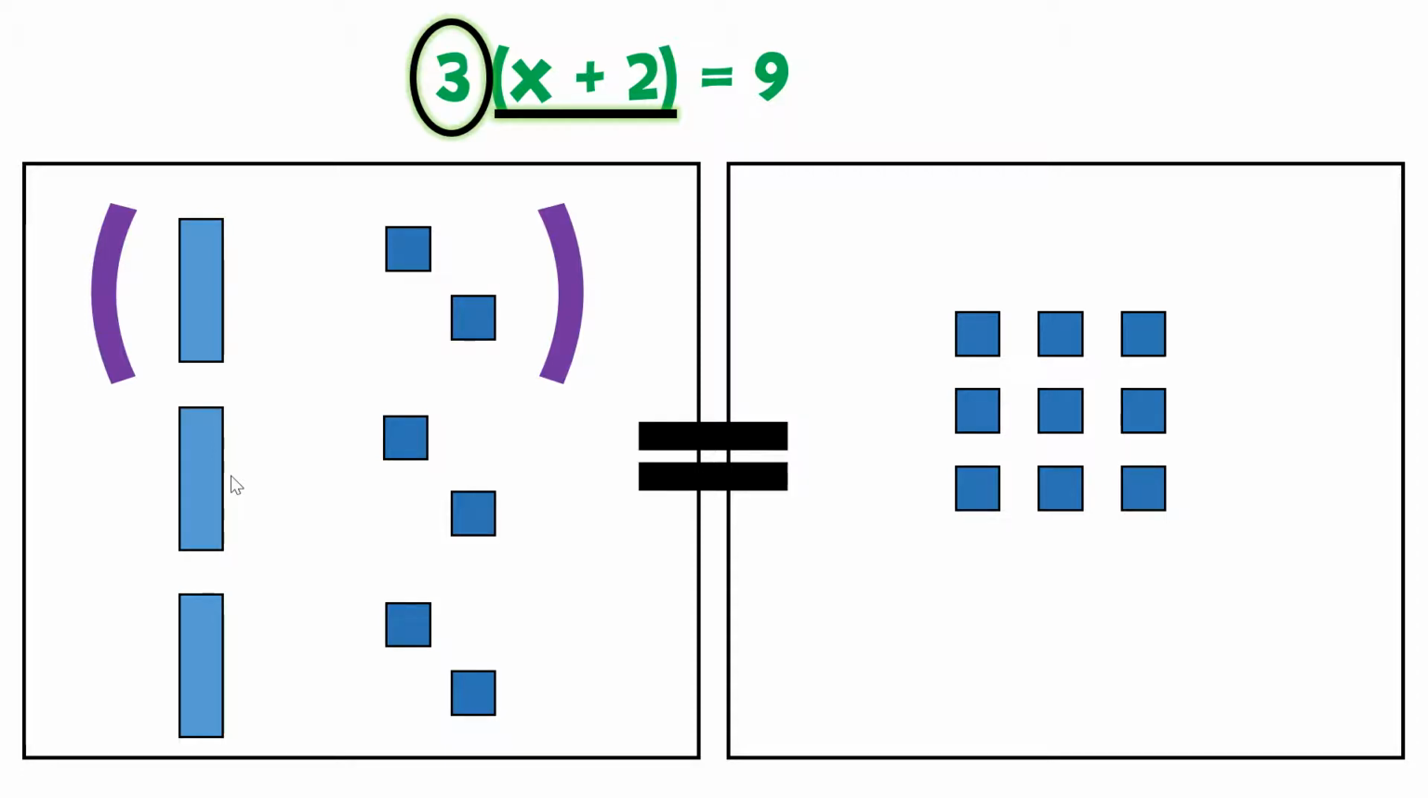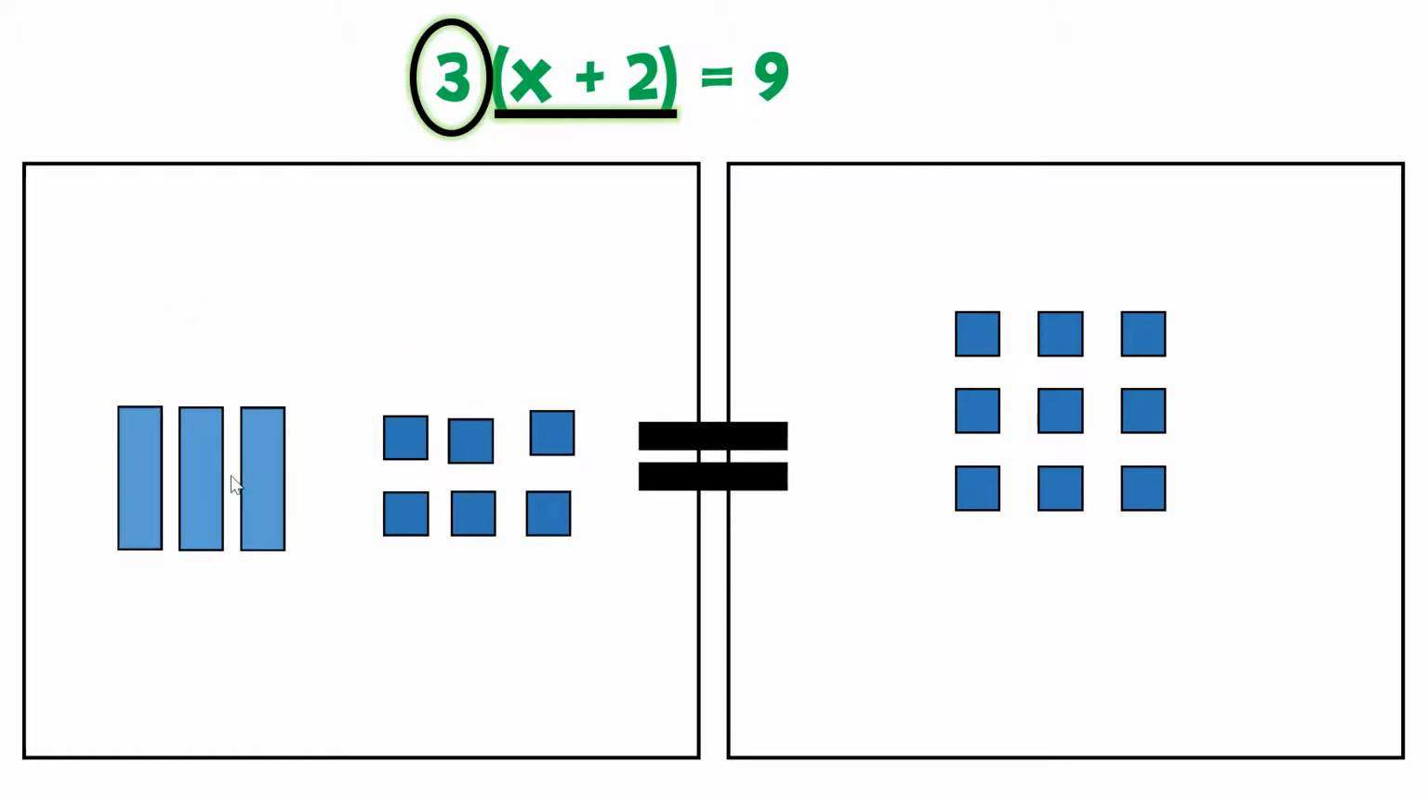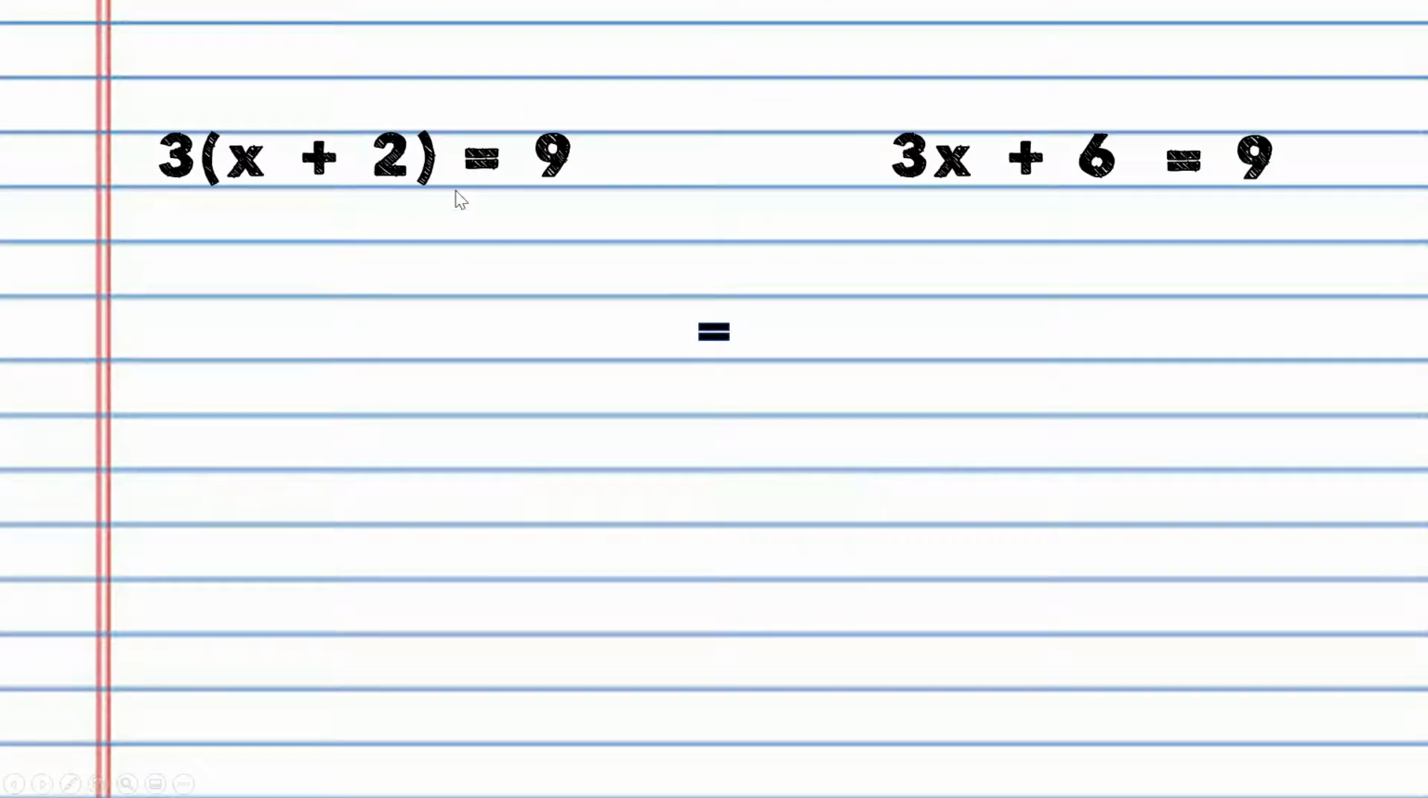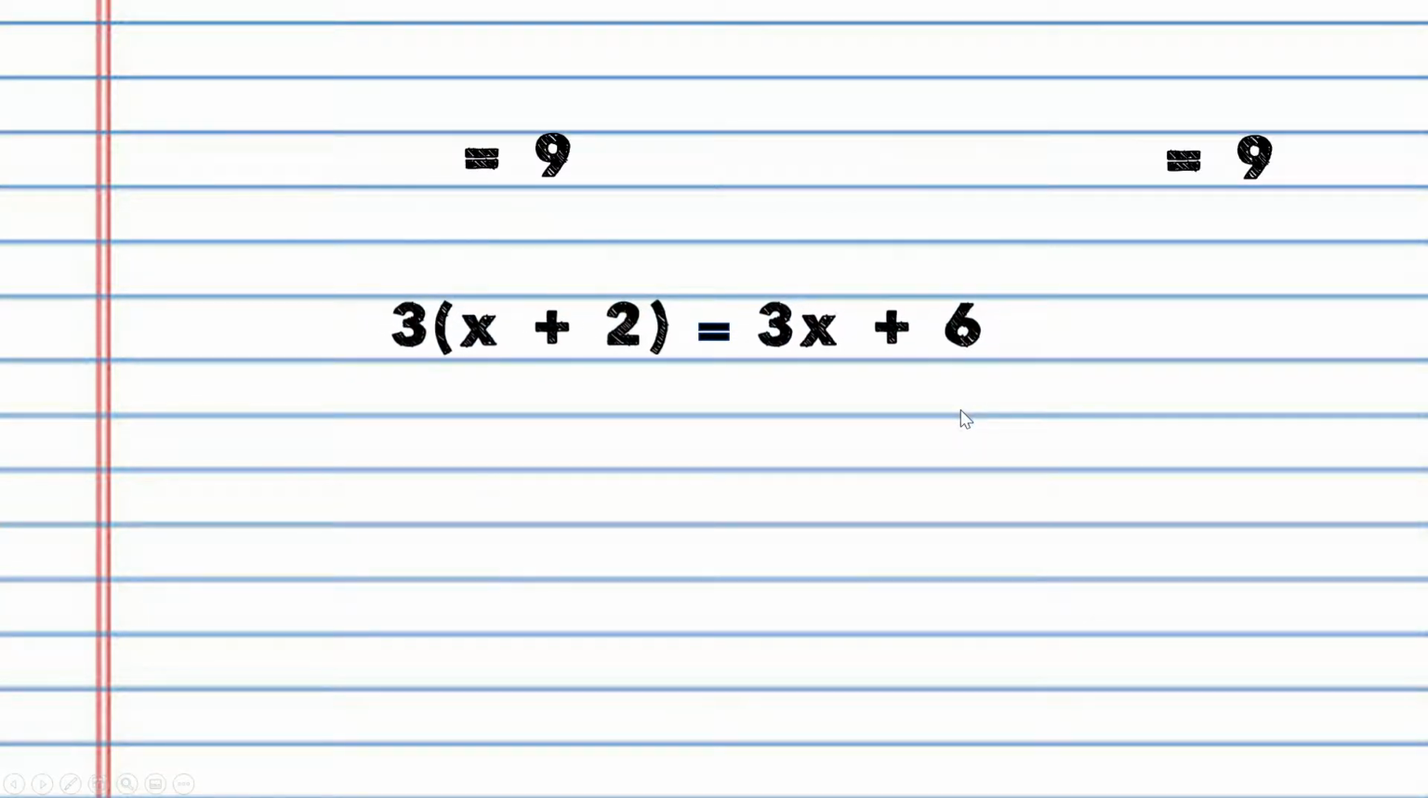Okay, so let's get rid of these parentheses and rearrange a little bit. Now it's easier to see what we have on the left side. So I have 3x plus 6, and then on the right side, I have 9. So I just created an equation. 3x plus 6 is equal to 9. So both of these expressions, 3 times the quantity of x plus 2 in parentheses and 3x plus 6, are both equal to 9. That means that both of these have the same value and are actually equal to each other.